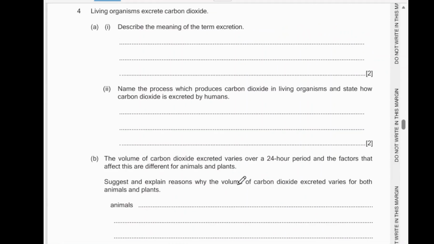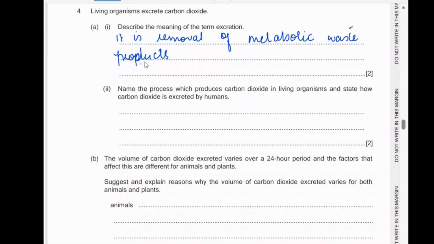Okay. Describe the meaning of the term excretion. Good. Removal of metabolic waste. No, because they haven't asked. They didn't ask, so don't give them extra information. Maybe your information is wrong, so that will result in a reduction of marks.